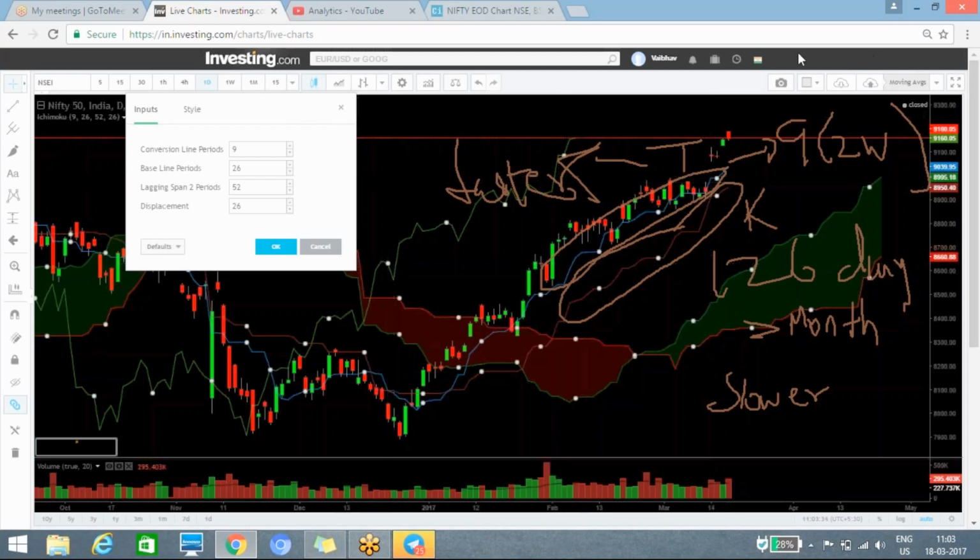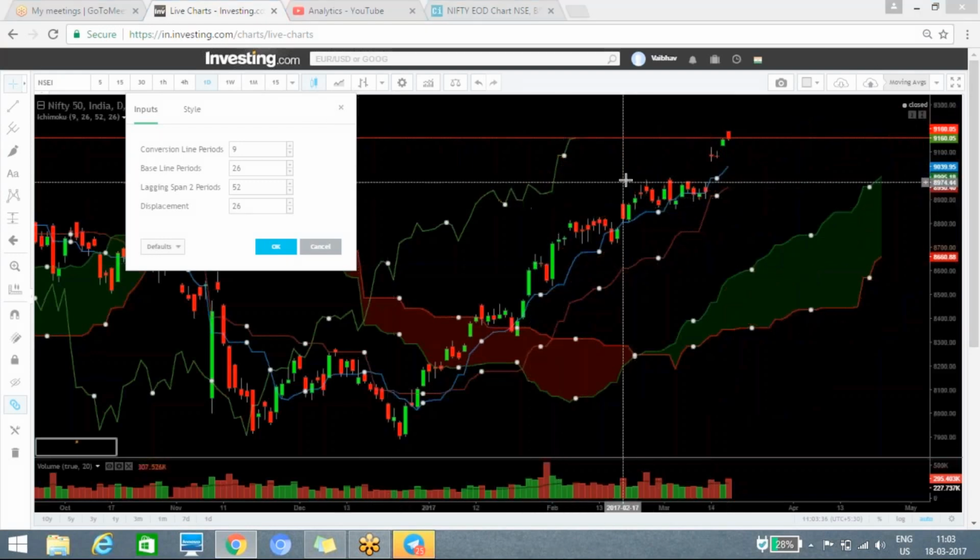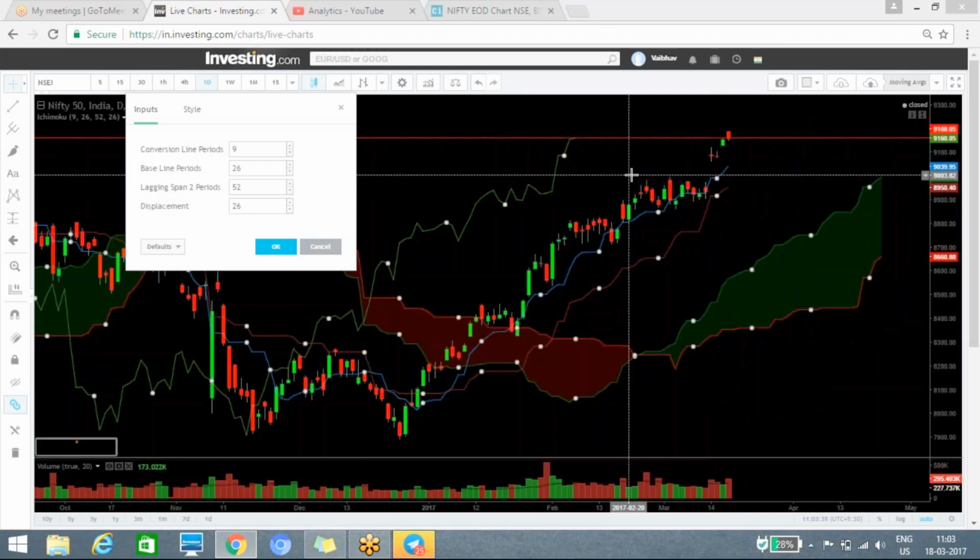Okay, let's talk about the spans now. Let me remove them. Senkou span A. What is span A? Span A is basically the average of the Tenkan-sen and the Kijun-sen.